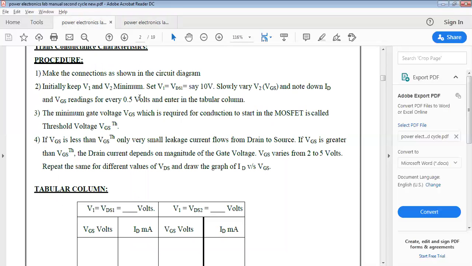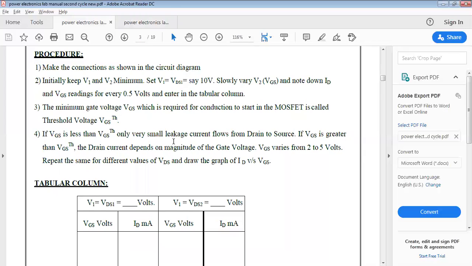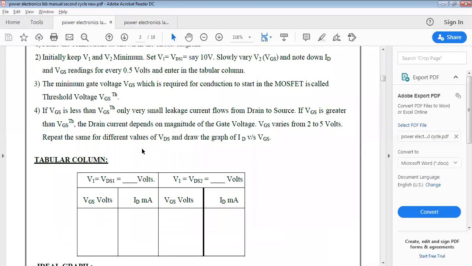Now we need to note down the current through the drain, that is ID, and the voltage between gate and source, that is VGS, for every 0.5 volts increase in gate to source voltage, and enter it in the tabular column being shown here. You need to increase the voltage between gate and source step by step in increments of 0.5 volts and observe the current through the switch, that is the drain.